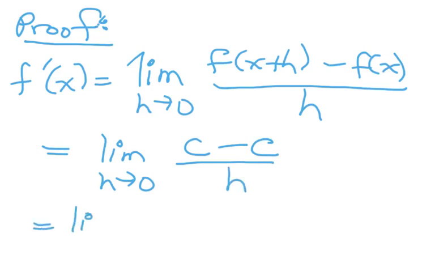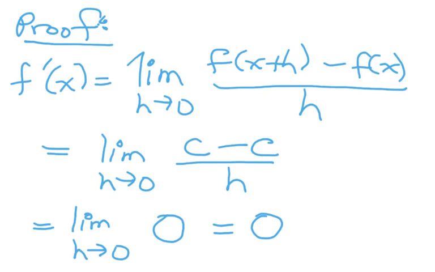Doing a little bit of simplifying, that's just 0 over h, which is 0. So using our definition of the derivative, we can prove that the derivative of any constant is 0.